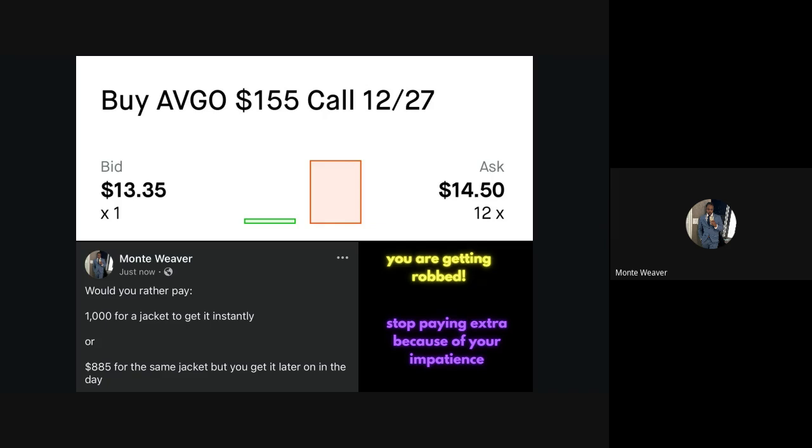Pay for what the contract is worth. Stop paying extra because you're being impatient. A lot of us are paying extra just because we want to hurry up and get in the contract. But this itself, paying an extra $100, is for no reason.